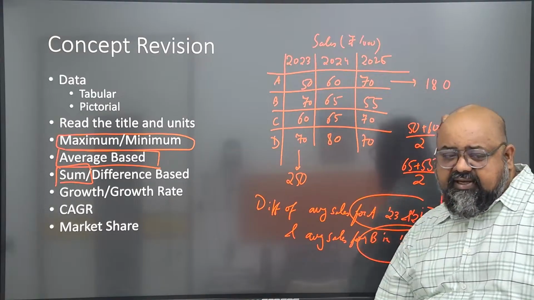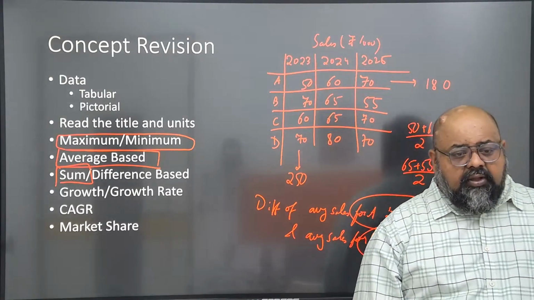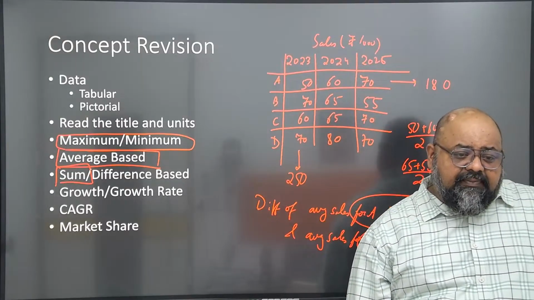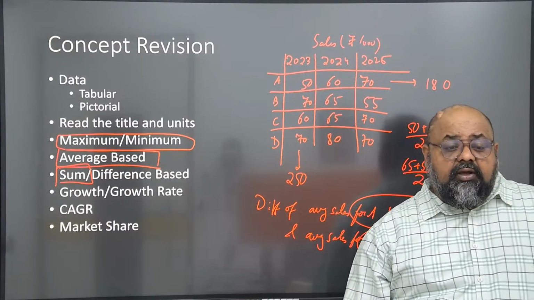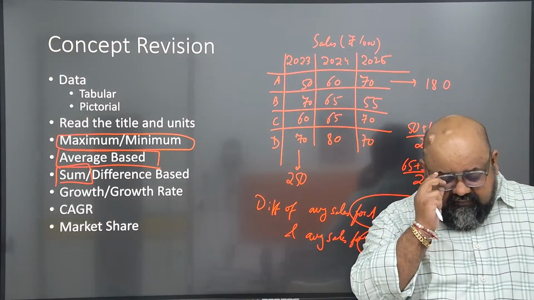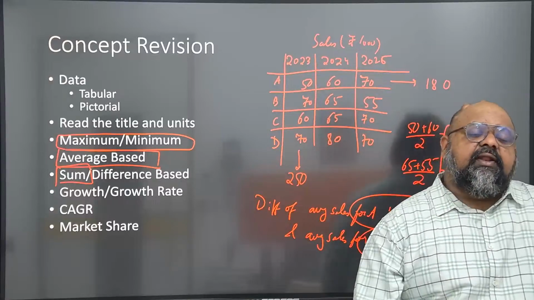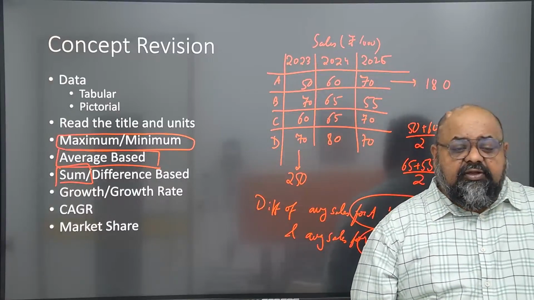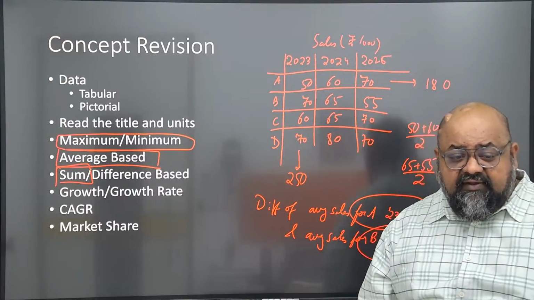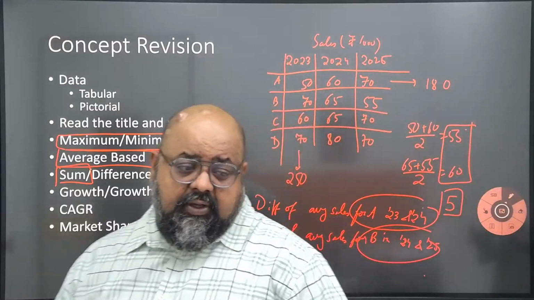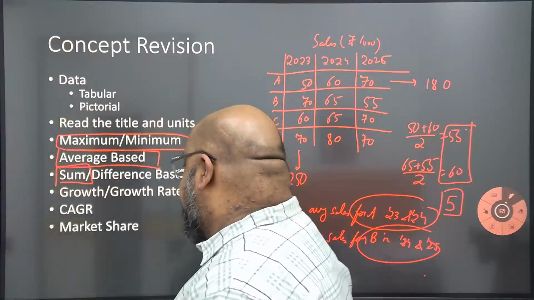Difference does not typically include the negative side. When we say difference, we're typically looking at the value and not the positive or the negative sign. And therefore, the value of the difference will come out to 60 minus 55, which is 5. A difference-based question, so to say.